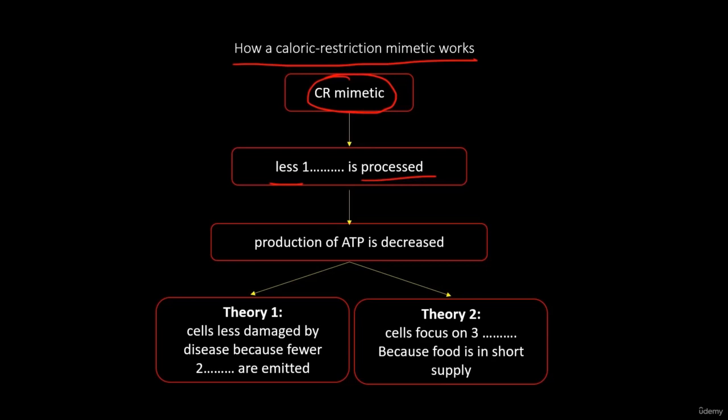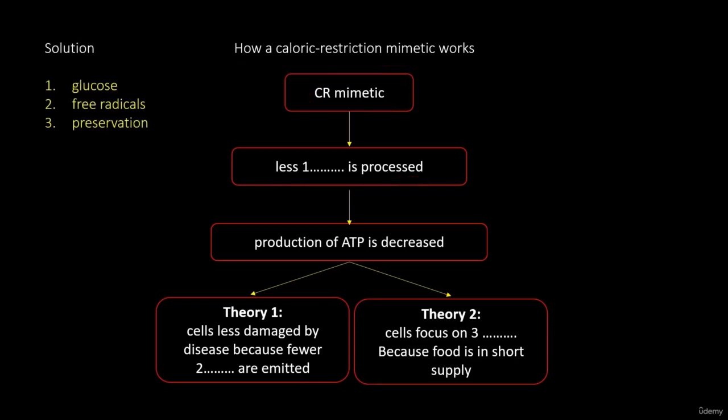So this is called prediction. Same goes here. Cell less damaged by disease because fewer blank are emitted. Again a noun, but something which is less emitted. That means there's emission of something less. Right, same way you have to guess the answers, or at least predict the answers when you're reading the sentence and going to the passage.